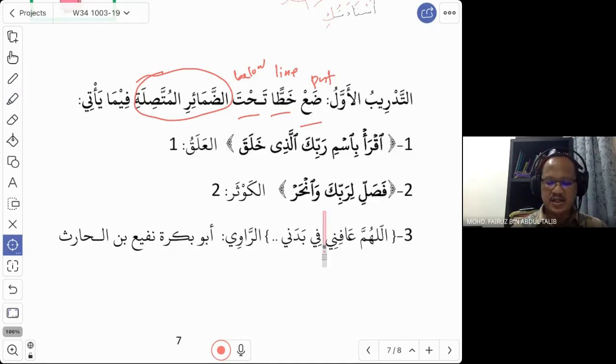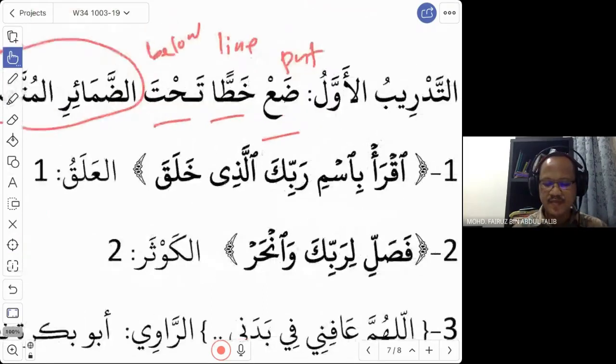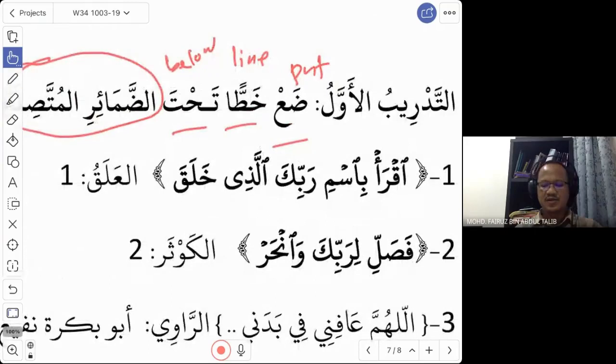The first one is from the Quran. This is from the Quran. Yes, who would like to read this? The first ayah. Okay, just read the ayah. Yes. Tafaddal. Tafaddali. Naam, Samida.